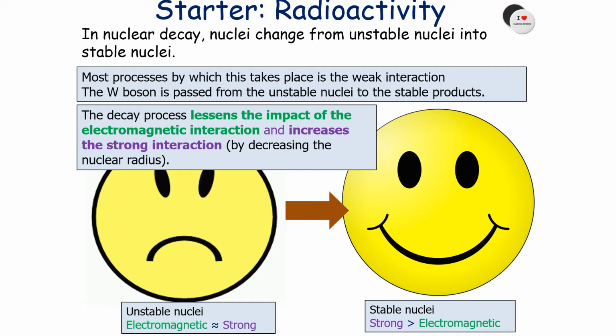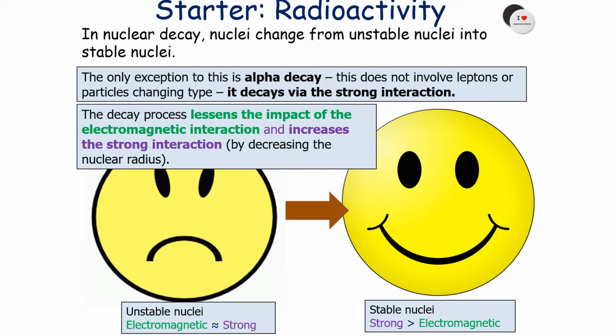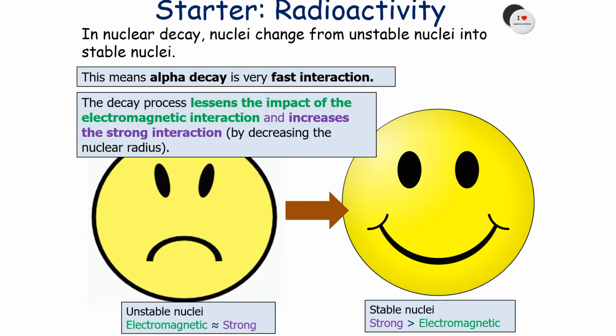Now what's happening here in this nuclear decay is the W boson has passed from an unstable nuclei into its stable products. So this decay process lessens the impact of the electromagnetic interaction and increases the strong interaction. Now the only exception to this is alpha decay, which doesn't involve leptons or particles changing type, so it must be a decay via the strong interaction. So because it's the strong interaction, the alpha decay is a lot faster.